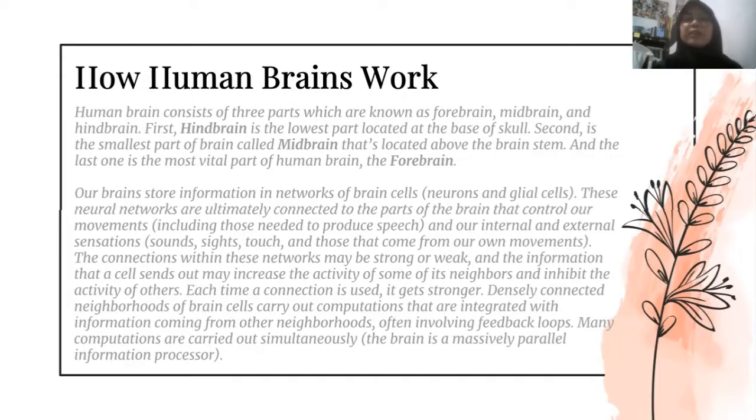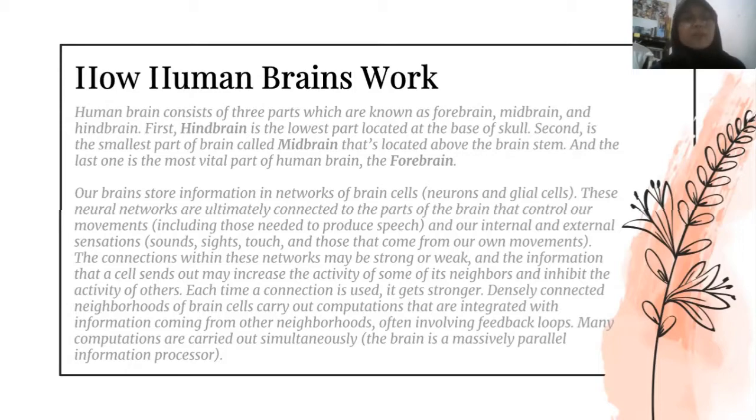How human brains work. The human brain consists of three parts which are known as the forebrain, midbrain, and hindbrain. The first one, the hindbrain, is the lowest part located at the base of the skull. Second is the smallest part of the brain called the midbrain, which is located above the brain stem. And the last one is the most vital part of the human brain, the forebrain.